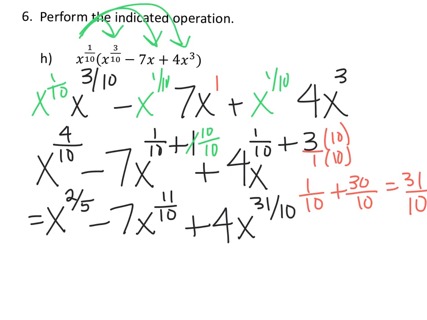And so now we just want to double check and make sure that we can't reduce anything further. And 2 over 5 is reduced, 11 over 10 is reduced, and 31 over 10 is reduced. So our final answer is x to the 2 over 5 minus 7x to the 11 over 10 plus 4 times x raised to 31 over 10.